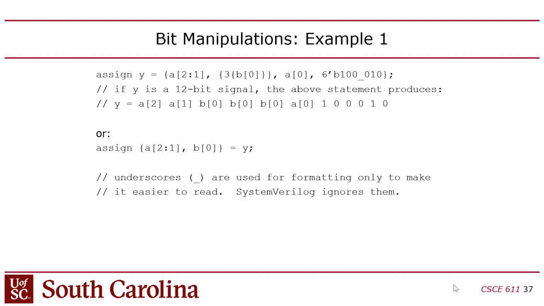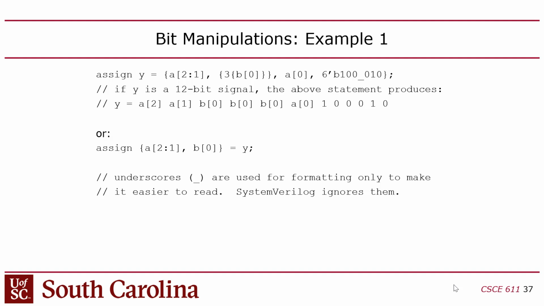And then I mixed in this binary value, 6 bits, binary 100010, right? So I'm taking all these things and I'm going to combine them together and put that into Y. Now the cool thing about this concatenation is you can actually use it on the left-hand side of the assignment statement too. So in this case, I'm taking Y and I'm going to reformat it into these two fields. I'm going to take 3 bits of Y and put them into A bits 2 down to 1. And the least significant bit of Y is going to go into B0. This is pretty cool, right? I think it's kind of neat you can do that.